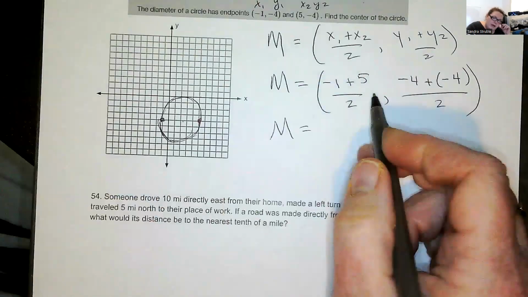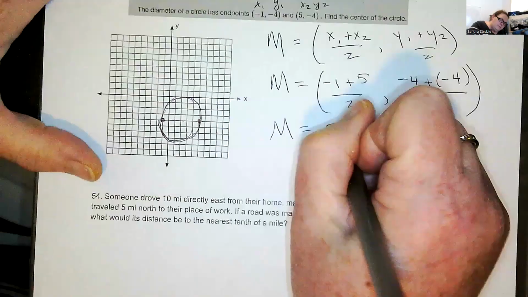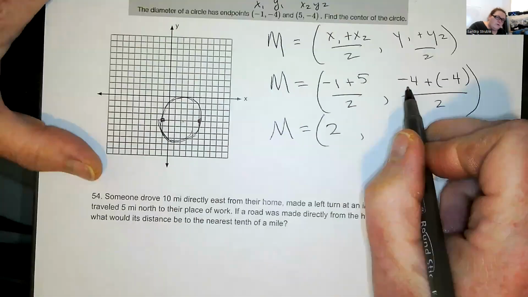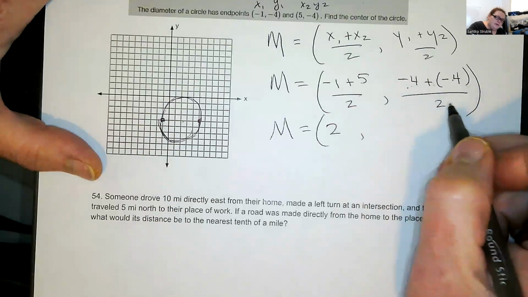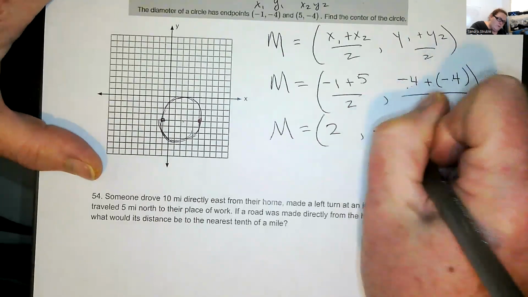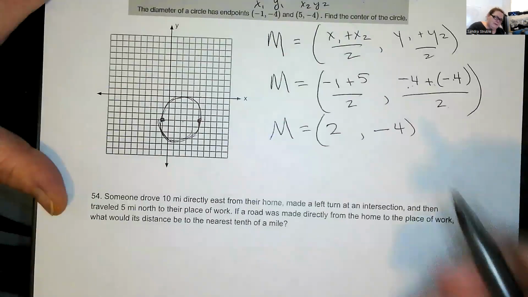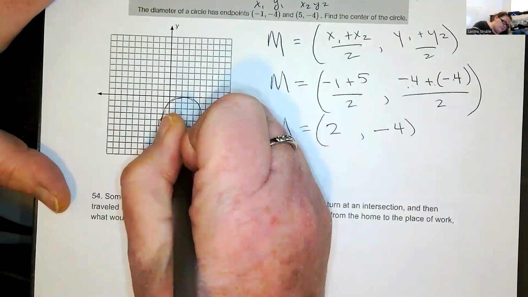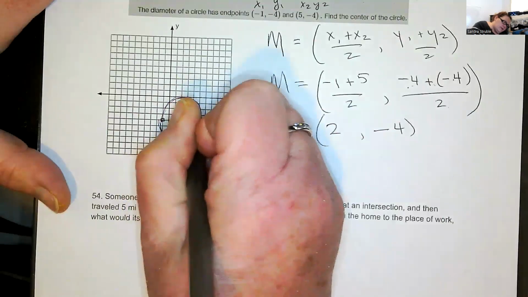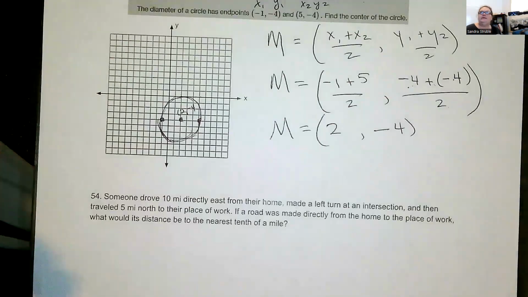So -1 plus 5 is 4. 4 divided by 2 is 2. -4 plus -4 is -8. -8 divided by 2 is -4. Okay. There is our midpoint, 2, -4. All right, that is it.